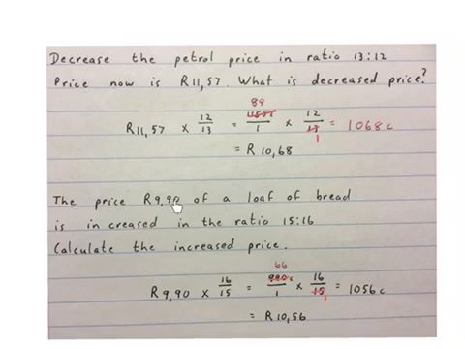If I take the price of 9 Rand 90 and I increase it in a ratio of 15 to 16, the new price will be 10 Rand 56. Please stop the video and get your brain around these two sums.